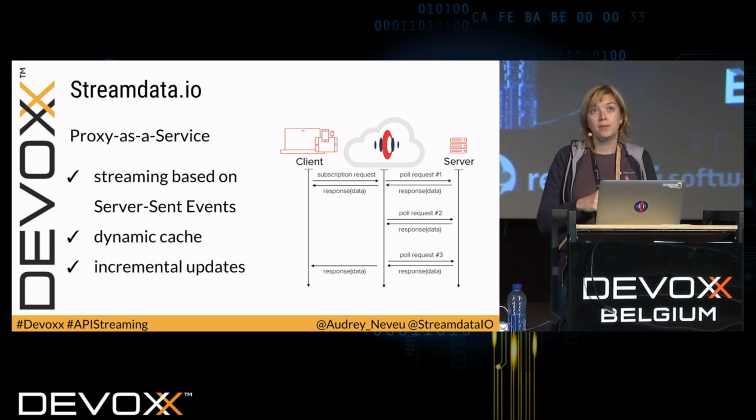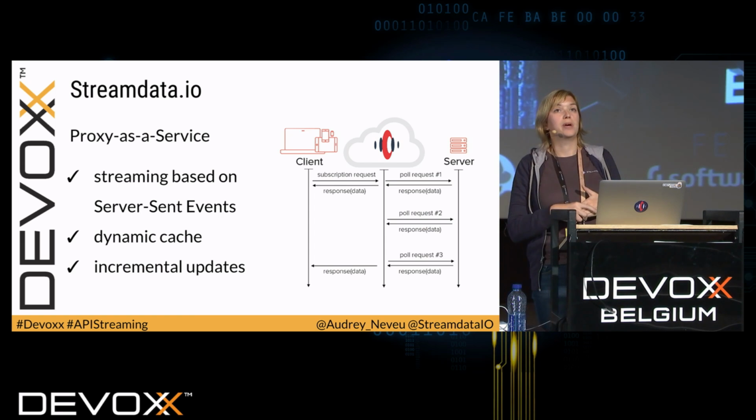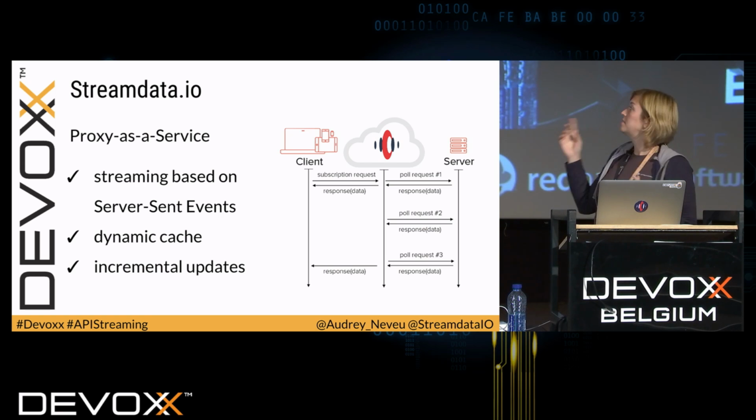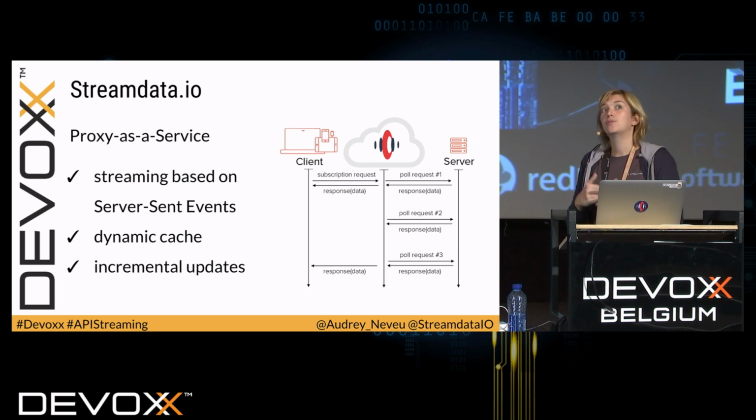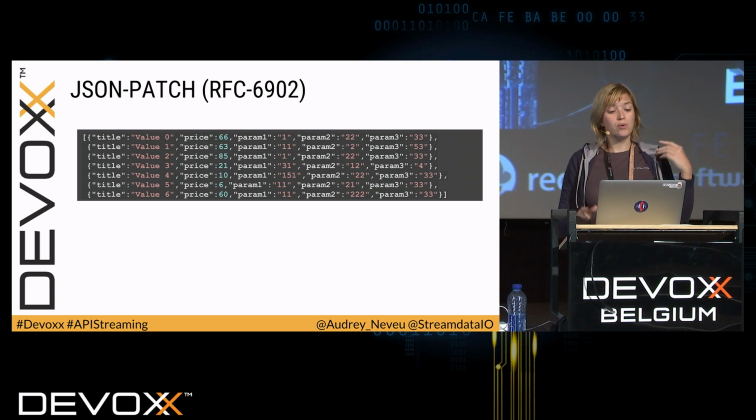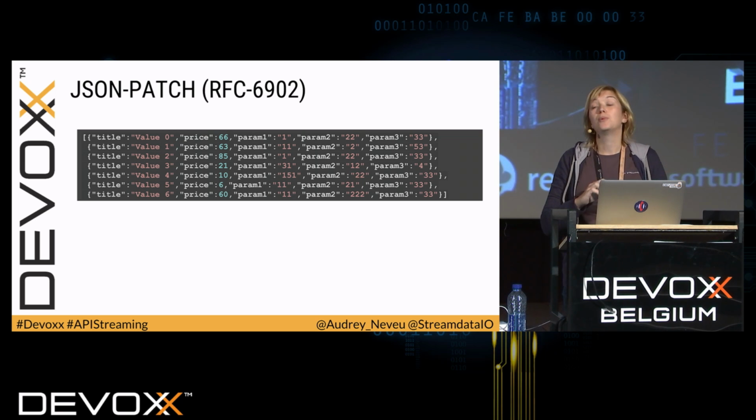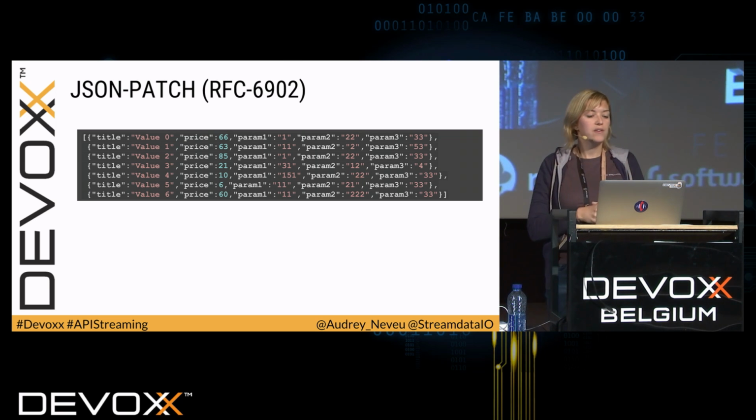And we added incremental updates with the help of JSON Patch. Let's imagine that on the first poll request, we retrieve some data. And on the second poll request, nothing has changed. We will not push you any data, it makes no sense. But if on the third poll request, only a few fields have changed, we will use JSON Patch. JSON Patch defines a set of operations which can be applied to a JSON document. So we get, for example, replace, move, delete, that kind of stuff.